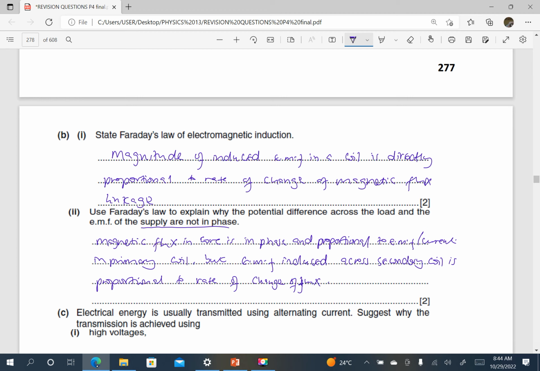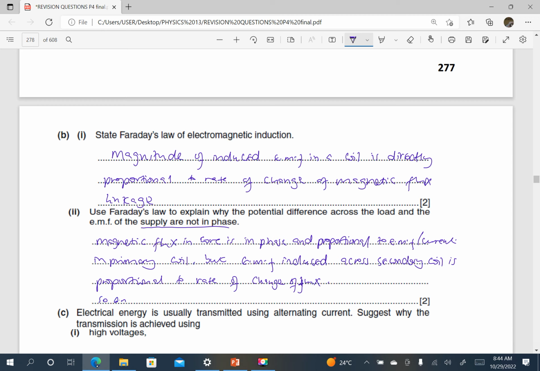So if one is proportional to the magnetic flux, and the other is proportional to the rate of change, these two cannot be in phase, because when the magnetic flux linkage is maximum, the rate of change is zero. And when the magnetic flux linkage is zero, the rate of change is maximum. So these cannot be in phase. So the EMF of the supply is not in phase with the PD across the secondary.